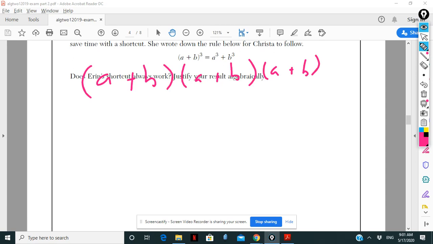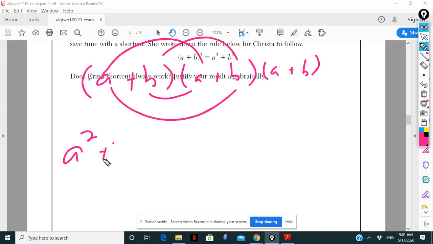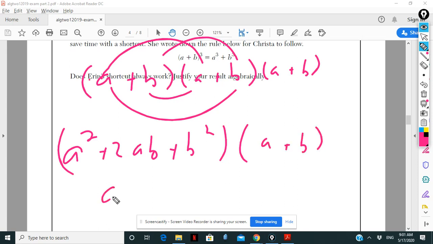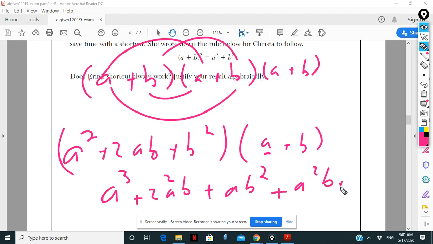Now I'm going to FOIL. So I'm going to get a squared plus 2ab plus b squared. Now I'm going to FOIL again. So I'm getting a cubed plus 2a squared b plus ab squared. So I distributed the a. Now I'm going to distribute the b: a squared b plus 2ab squared plus b cubed.